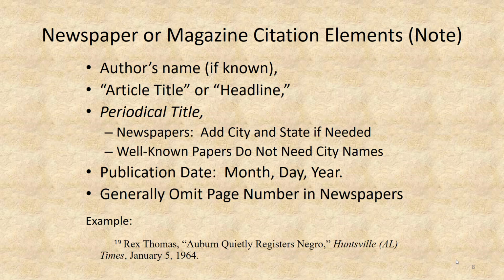Author's name, if available. If not, start with the article title, encased in quotation marks, with a comma inside the closed quote. Title of the periodical, italicized. Add the state in parentheses if the city of publication is obscure for a newspaper. Follow this by a comma. Publication date is the month, day, and year for newspapers, and the month and year alone for magazines. Sometimes periodicals will have a volume and issue number, but you can generally leave these off.